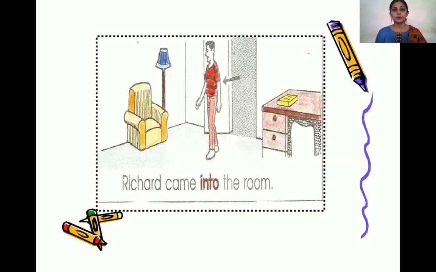Richard came into the room. You can see Richard is in motion. Richard is coming. From the movement of the legs, you can make out. And that's what I explained, that when something is in motion, we say into. After the recess gets over, students enter into the classroom again. After the practice on the sports ground, the sports persons attend the class and they enter into the classroom again. Fine.